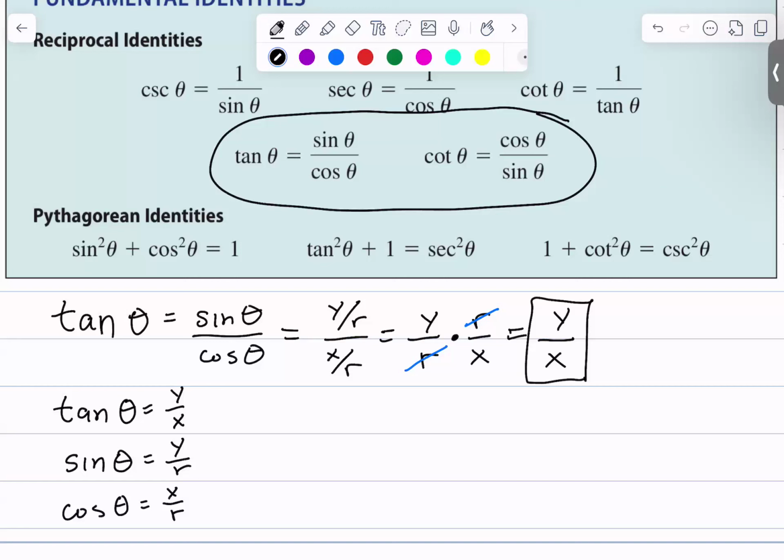And then the cotangent is just the reciprocal of that. So if tangent is sine over cosine, cotangent is cosine over sine. Okay, taking the reciprocal of tangent. Pythagorean identities, I'll cover later. All right.